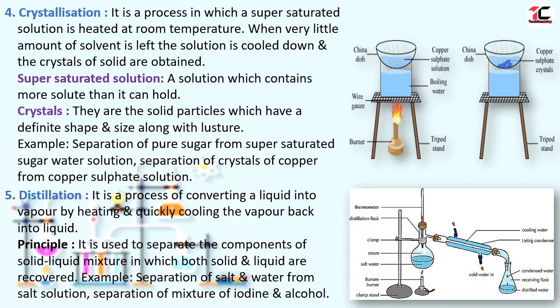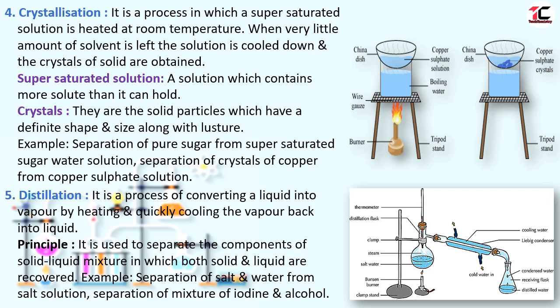Here is the solution of salt and water. It is kept in the distillation flask which is fitted with the stand. A thermometer is fitted in the distillation flask along with a condenser. In the condenser there are two pipes, actually one side inlet and other side outlet. This is the inlet side and this is the outlet side. From here cold water passes over the condenser.